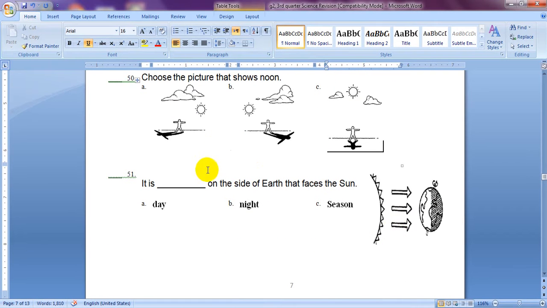51. It is the space on the side of Earth that faces the sun. The part which has light here, the part which faces the sun, takes a lot of sunlight. Will it be day, night, or season? Of course, when this part of Earth faces the sun, it will be day. So here it's letter A.